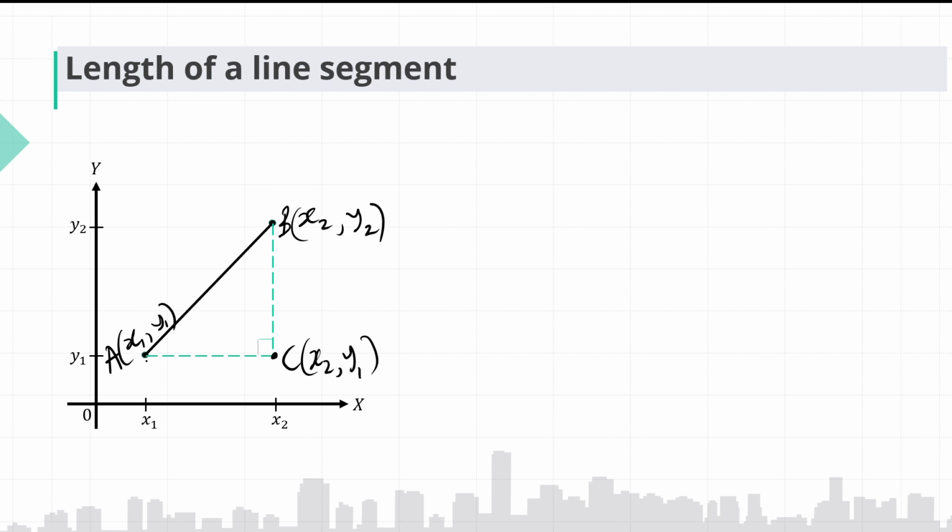Now, what's the distance between the point A and the point C? The distance AC is the same as the distance between these two values. That's S2 minus S1. This is the distance between the 2 points A and C. What's the distance BC? The distance BC is the same as the distance between the two values Y2 and Y1. So we subtract the smaller value Y1 from the bigger value Y2.